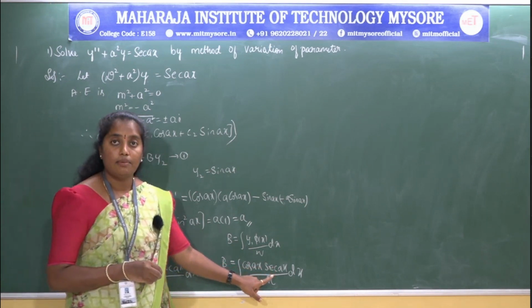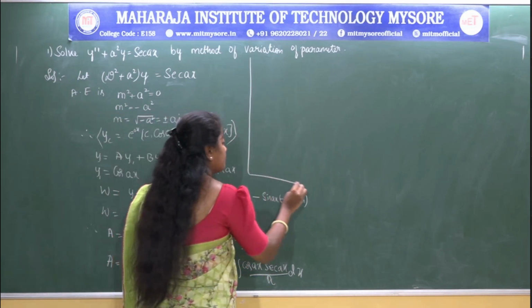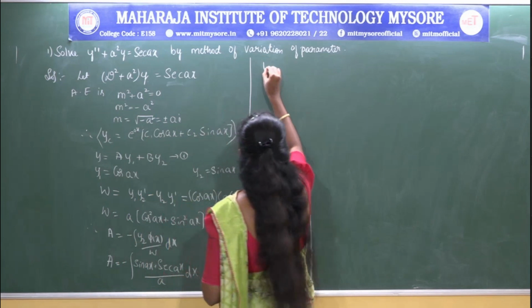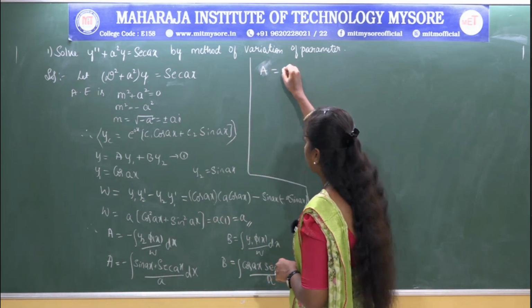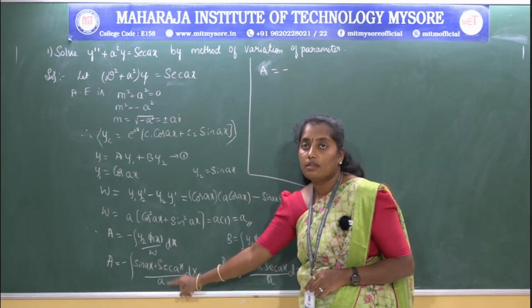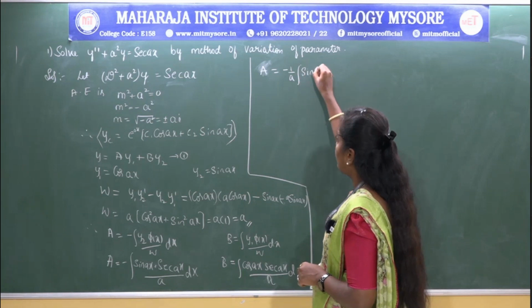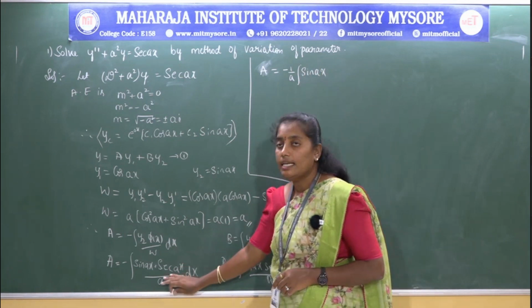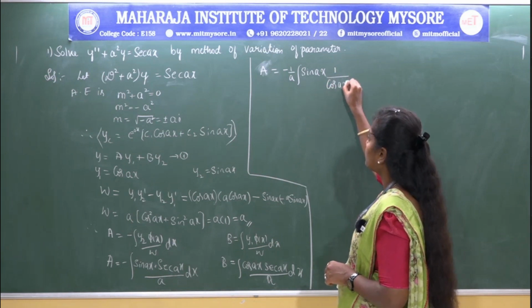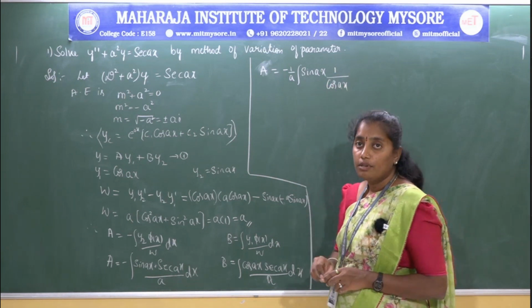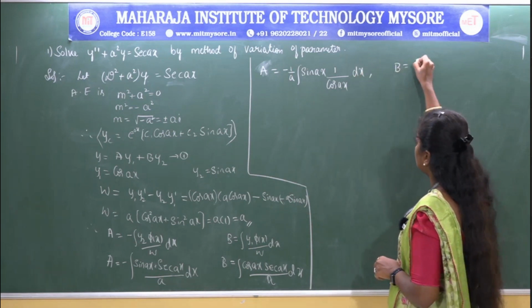Here also secant can be written as 1 by cos. Applying that result, the value of A is equal to minus 1 by a, integration of sin ax as it is, and secant ax can be written as 1 over cos ax, with respect to x.